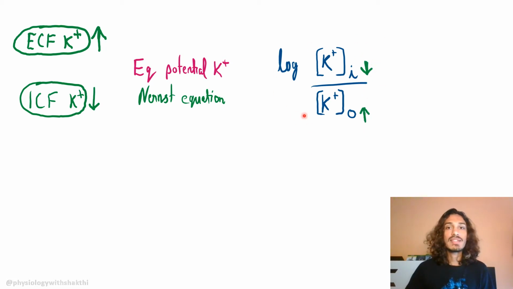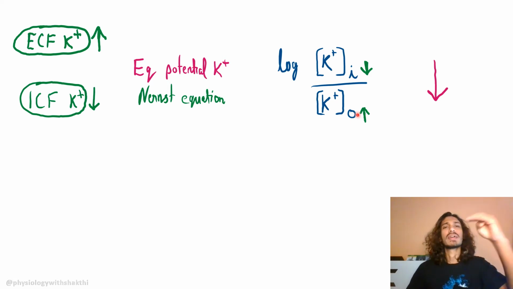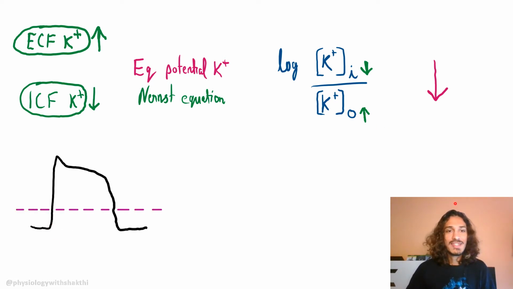So ultimately, what happens to this value? Because of this change, this value will decrease. So the equilibrium potential decreased. Say the equilibrium potential was minus 90. Now instead of that, it's going to go to minus 70 because of this change. So because of that, instead of minus 90, this RMP comes a little higher.